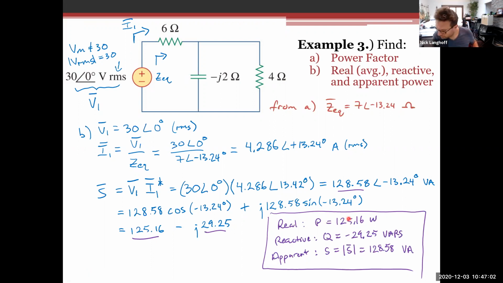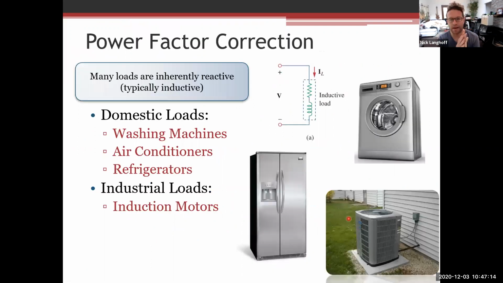Okay, so one of the things that you want to do, and I'll just introduce this topic and we'll finish this chapter on Tuesday, is to be able to correct the power factor for certain loads. As I've got listed up here in the upper left, a lot of different kinds of electrical loads are inherently reactive, and a lot of the time they're typically inductive because they are made with things that have windings in them.